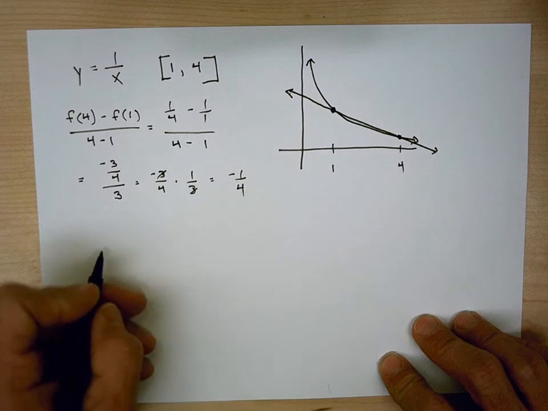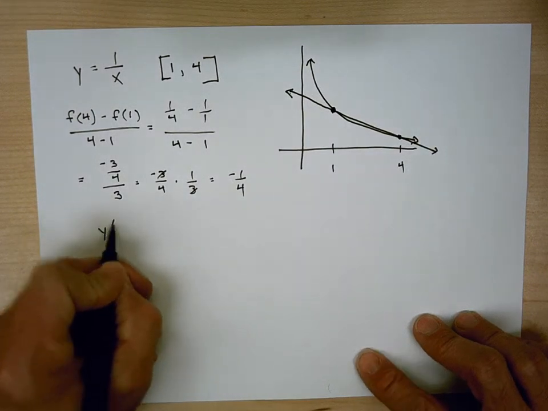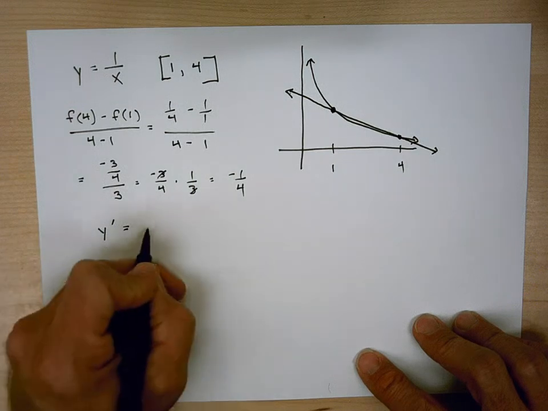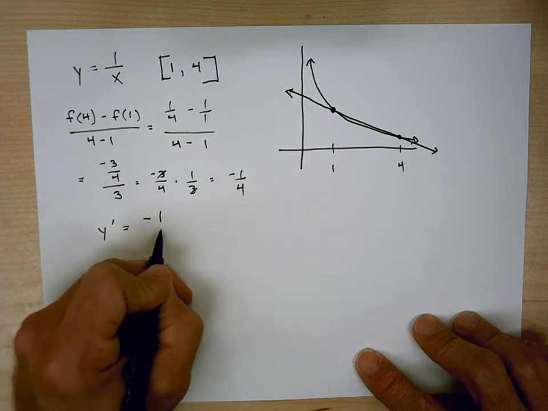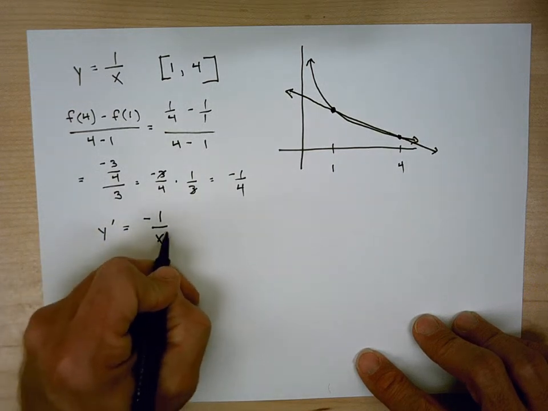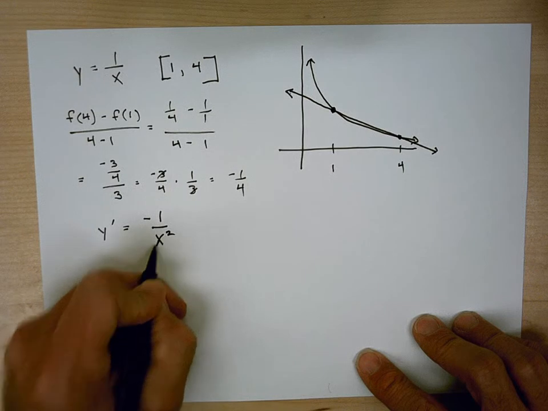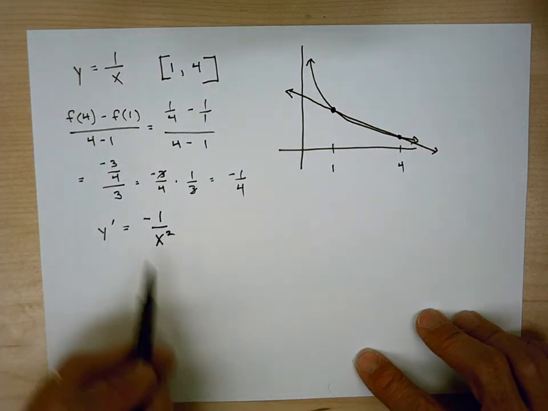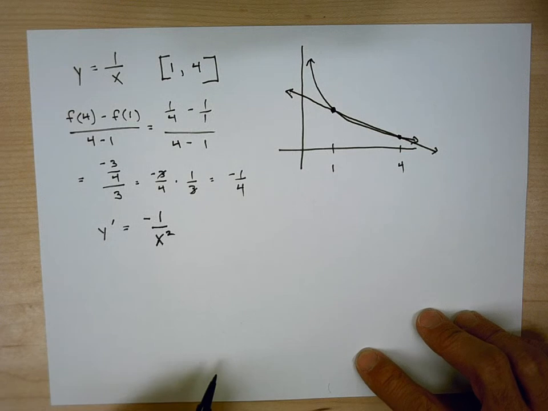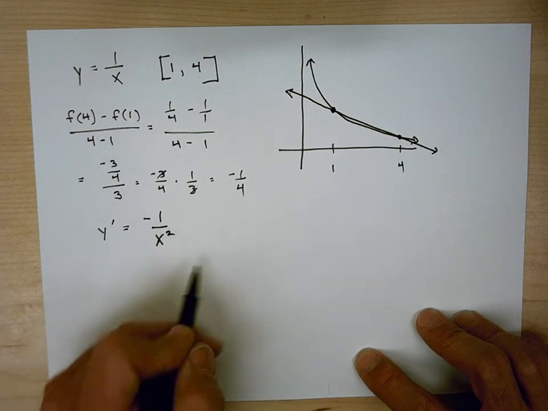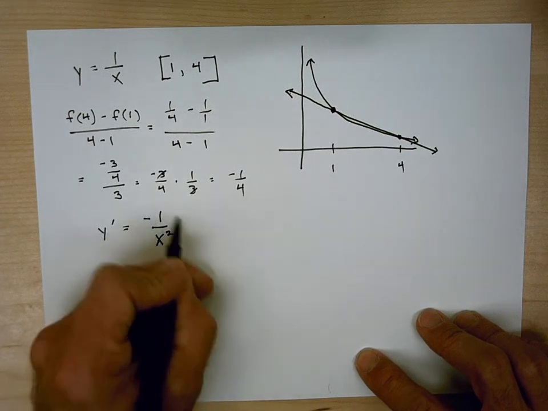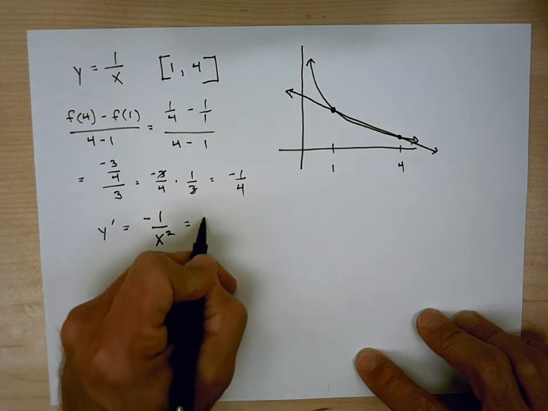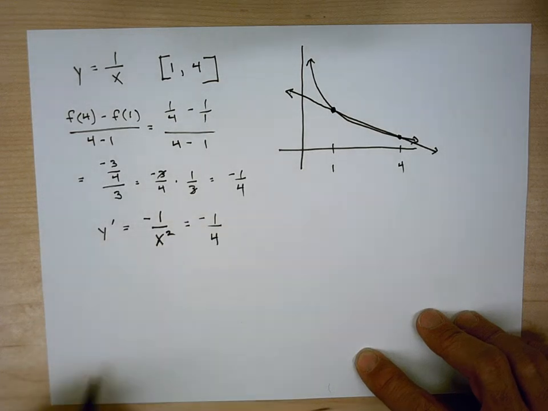All right, well, the first thing we're going to need is the derivative, right? There's lots of ways to do this, but you guys have all seen it before, so I'm just going to say the derivative is negative 1 over x squared. You could use the power rule, you can use the quotient rule, there's lots of ways to do that, but let's just trust me on that. All right, now what we want to know is, is there an x value in between 1 and 4 where this is equal to negative 1/4?